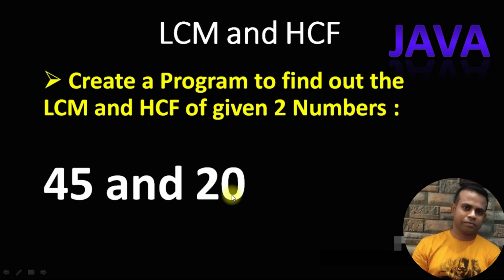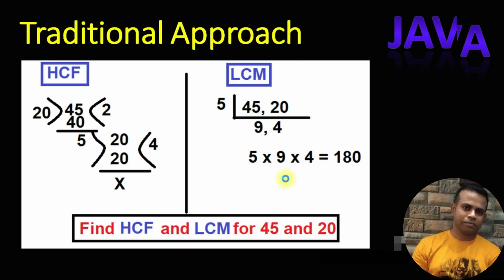This is school standard math where we generally use this type of format. So let's say 45 and 20. We try to divide 45 by 20, then 2 times 20 is 40, and the remainder is 5. Then we again use this 20 here and calculate again, until we get the remainder as 0, and then we find that this is the HCF.